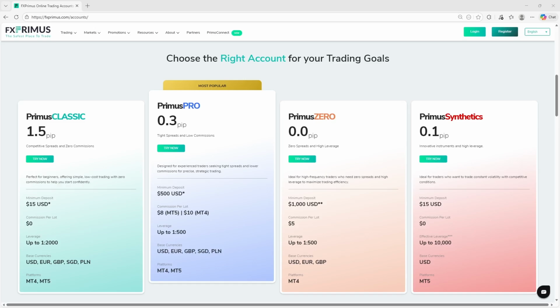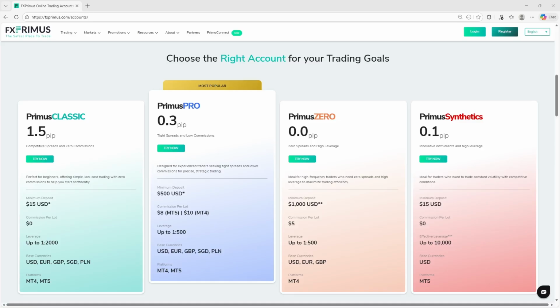The Classic account is positioned as the entry-level option, using wider spreads starting around the mid-pip range with zero commission and a very low minimum deposit that makes it accessible to beginners who want simple pricing without per-trade fees. Leverage on this account can scale very high depending on equity levels, which lowers the capital barrier but increases risk exposure.